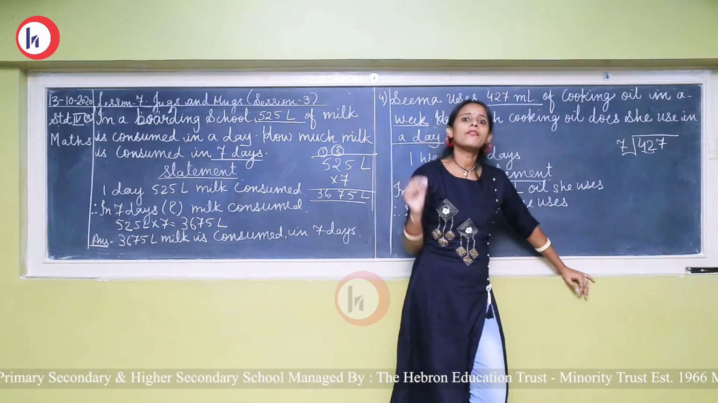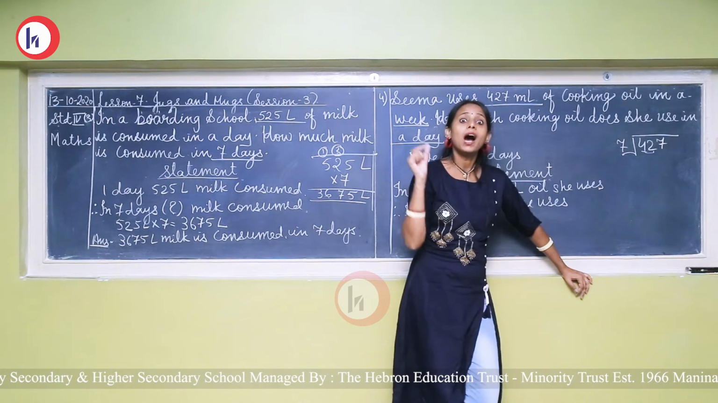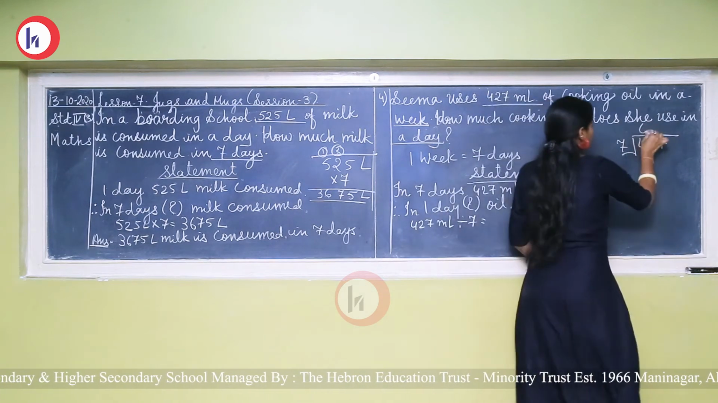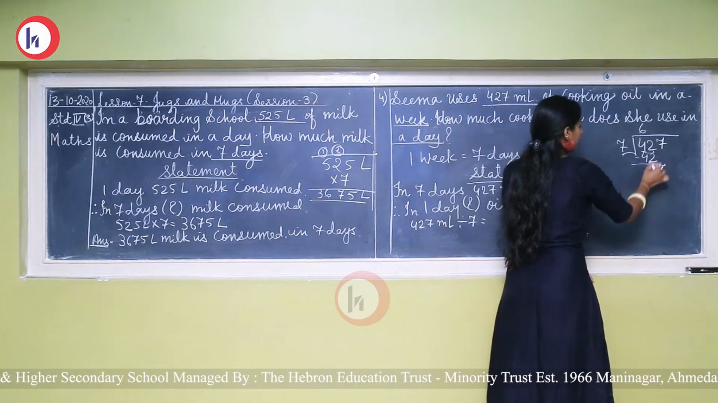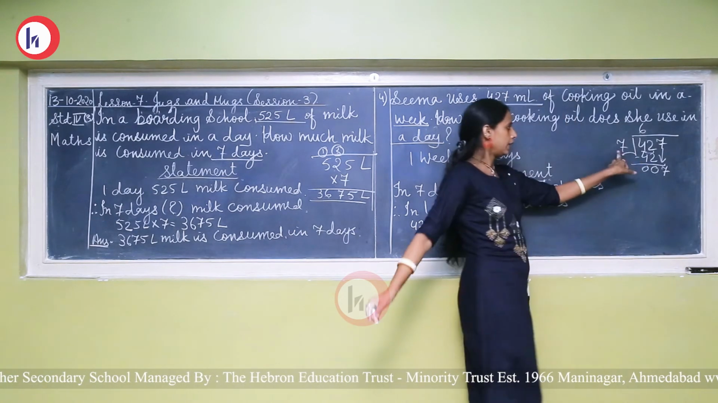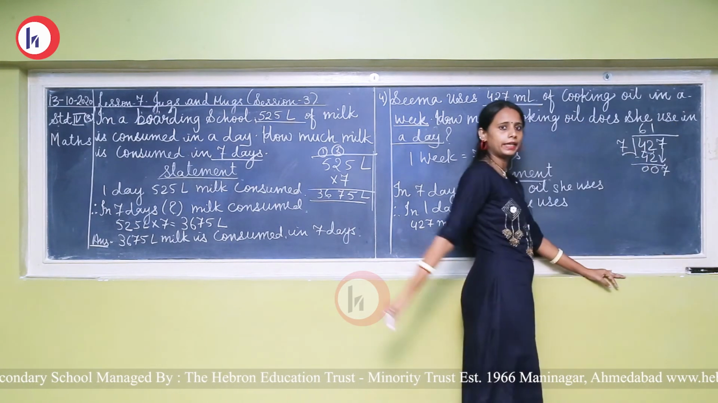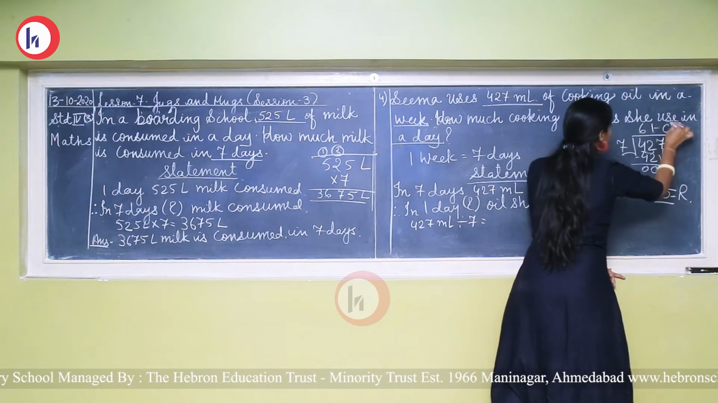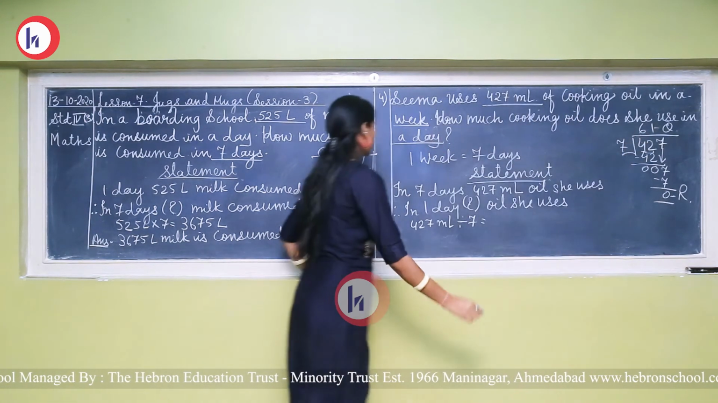Now, take the table of 7. In 7 table, 42 will come or not? Yes, 42 will come. But in how many times? It will be 6 times. So, 7 6s are 42. Now, 2 minus 2, 0. 4 minus 4, 0. Now, next digit will be down, 7. Now, take the table of 7. In table of 7, 7 will come 1 time. 7 ones are 7. Okay. Now, 0 is the remainder and 61 is the quotient. And there is the answer, 61 milliliter. Okay.